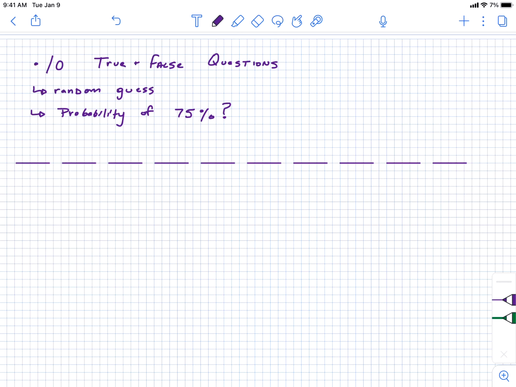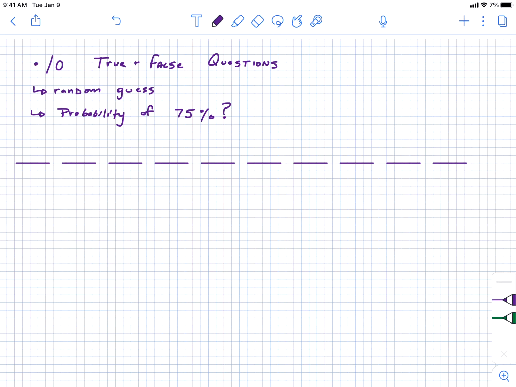Hello everyone. I wanted to take a look at the weekly task 2 question where we were told someone's taking 10 true or false questions. They're going to randomly guess on every question, so no skill involved. What's the probability of them getting a 75%?